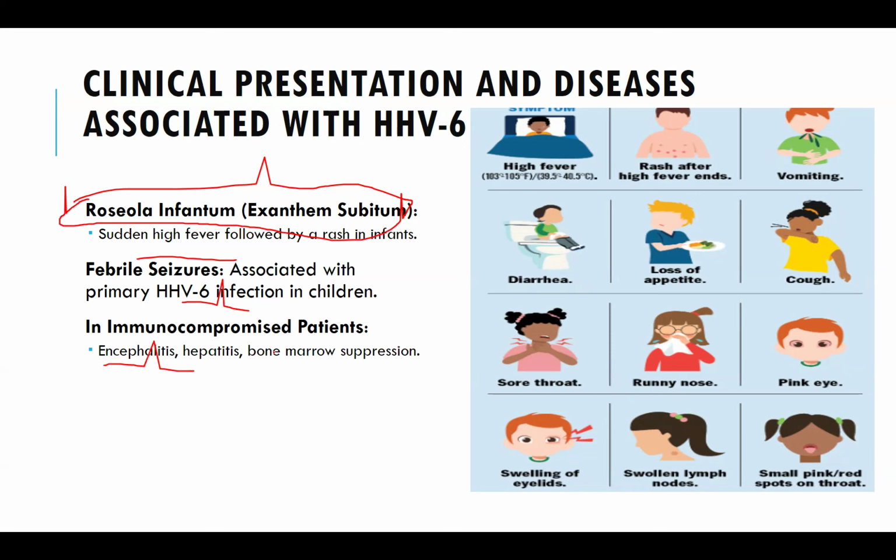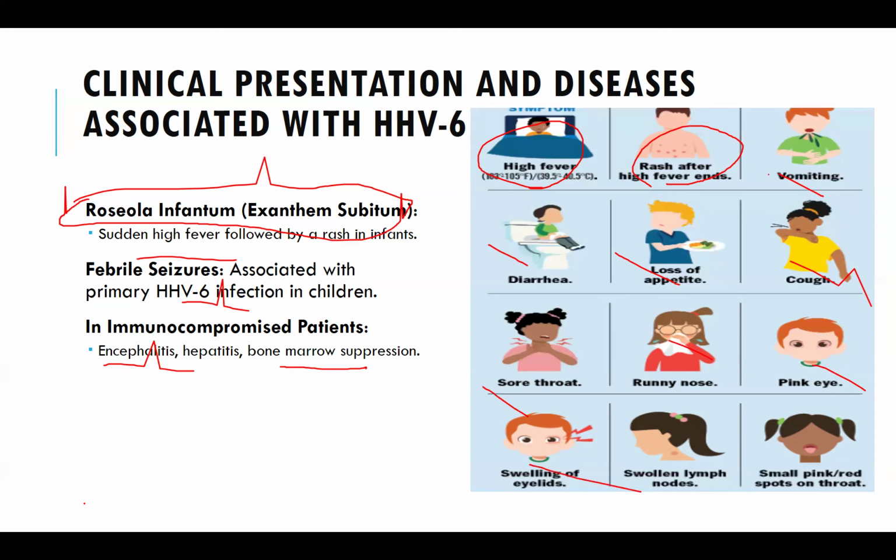In immunocompromised patients, you can end up with encephalitis, hepatitis, and then bone marrow suppression. So in this illustration here, we see that roseola infantum comes with a high-grade fever, then a rash at the end of the fevers. Then other symptoms can be vomiting. Someone can have a cough. Someone can have conjunctivitis, and runny nose, loss of appetite. These are just constitutional symptoms: diarrhea, a sore throat, swelling of the eyelids, and the rest.